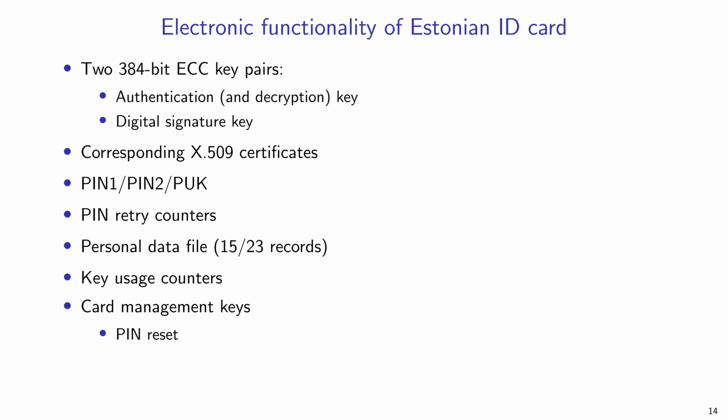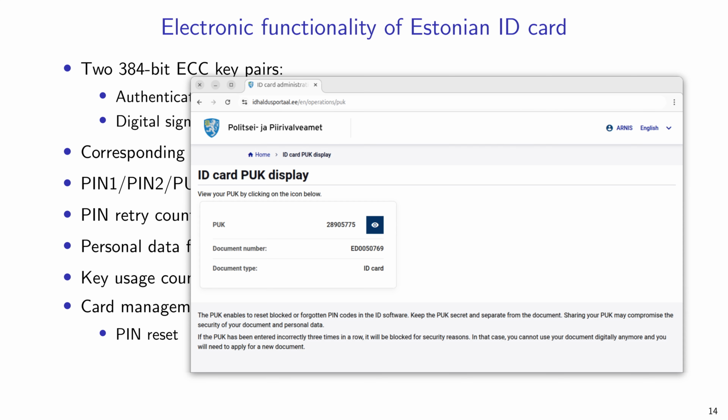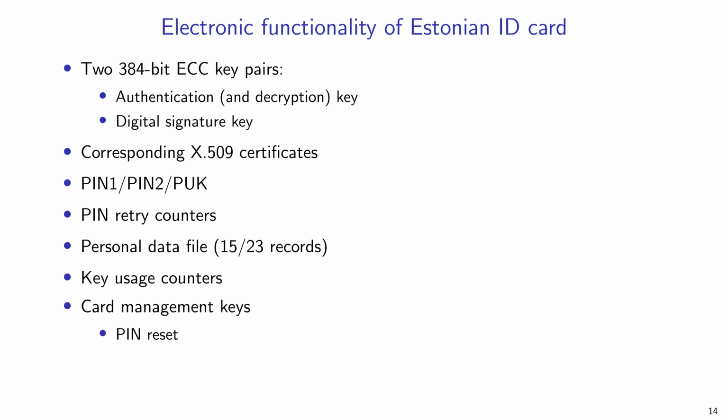This feature, however, is no longer supported on the latest generation ID cards. Instead, it is possible to log into the ID card administration portal using, for example, Smart-ID and view the card's PUK code, which cannot be changed. The card management keys can also be used to replace certificates or to even generate new private keys. Then, using the chip-level keys, it is even possible to reinstall applets or install additional smart card applets on the card. We will look at this functionality in the next lecture.